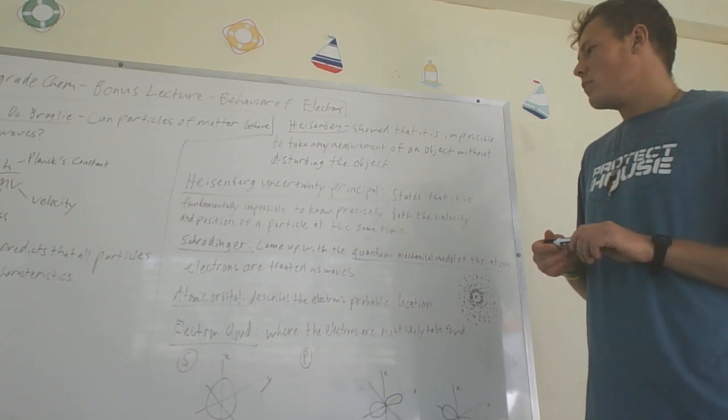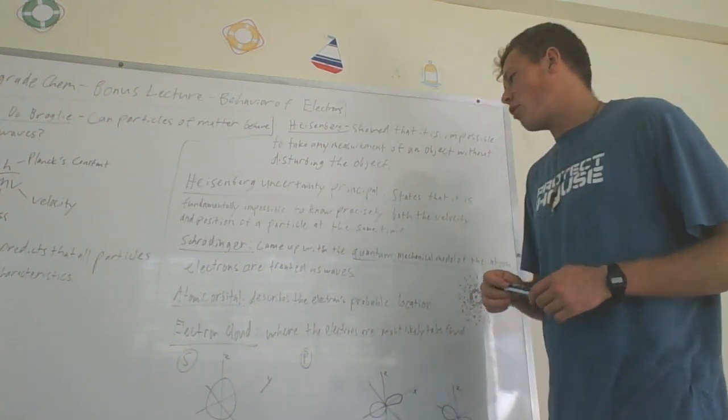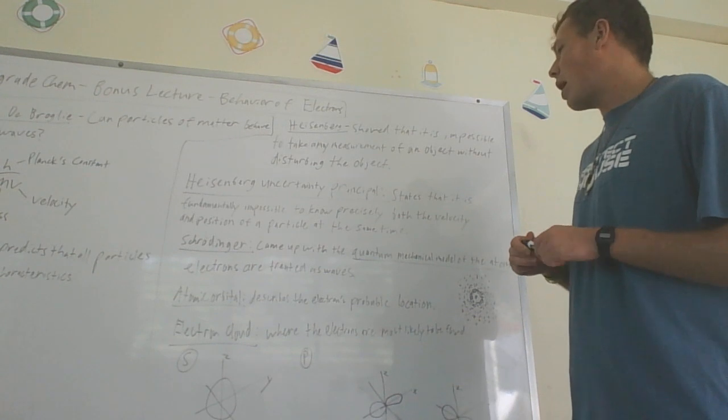Very confusing, all right? And so then that brings us to Schrodinger. He came up with a quantum mechanical model of the atom.